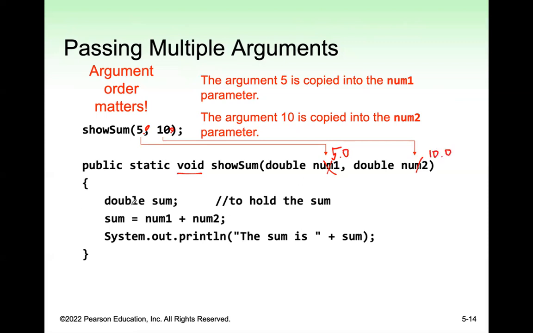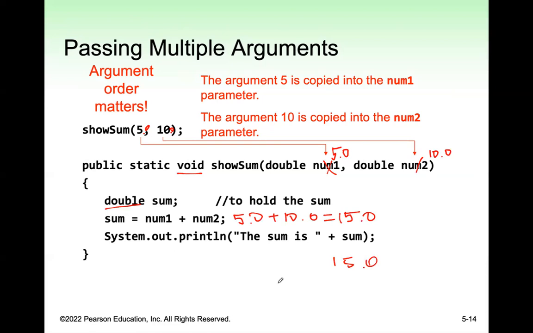Let's look at what's happening. We are creating a local variable called sum that will hold a double for us. And then we are just adding num1 and num2. What they are is 5 plus 10. So our result will be 15.0. And then we just print the sum is and whatever that sum is. So we're going to print the sum is 15.0.